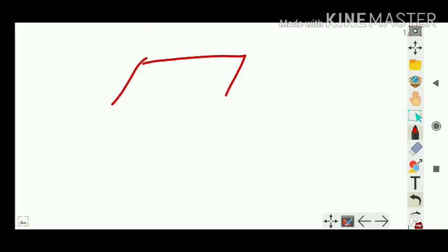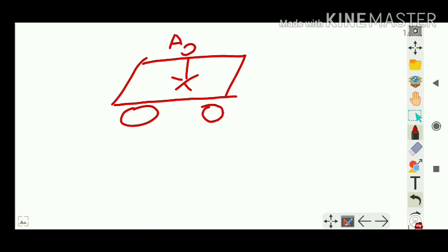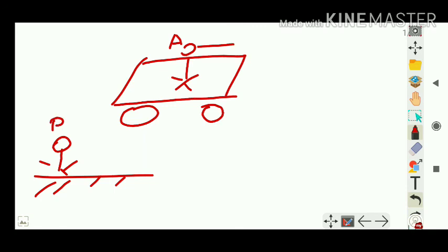So there is a trolley like this, right? A person is standing over here. Let's say that person is A. Another person is standing on the ground. B has been repeatedly used, so let's make him P. This is a trolley. Let's say this person is moving on the trolley with a velocity of 2 meter per second. So this person A is moving with respect to T, so I will write it as VAT, that is 2 meter per second.